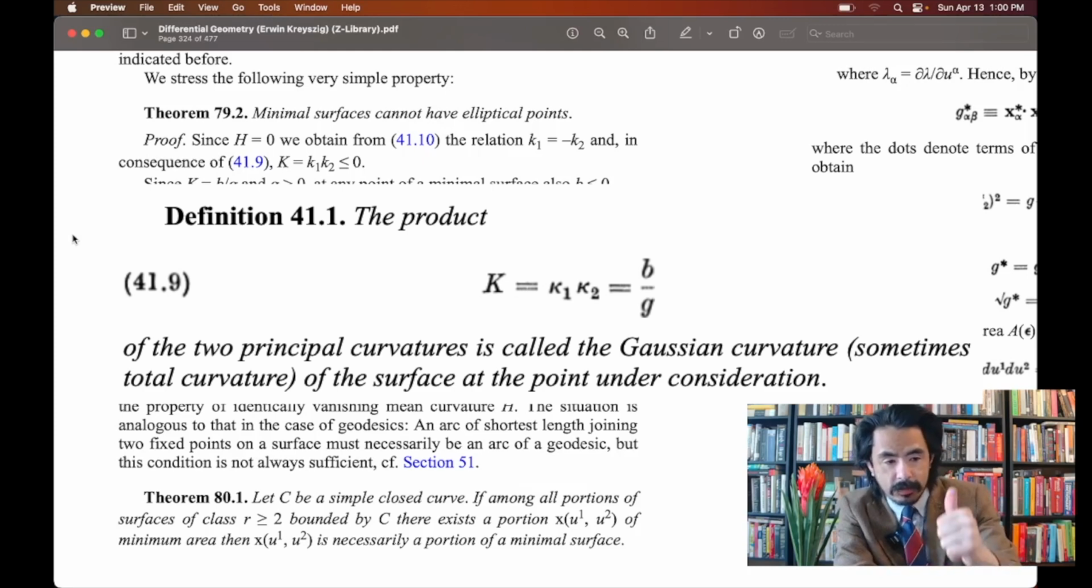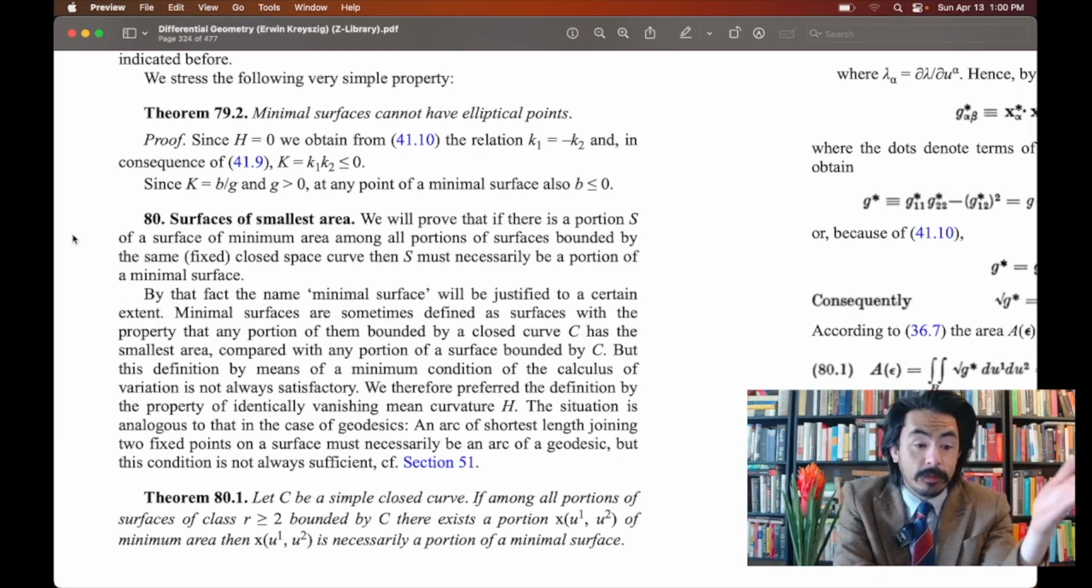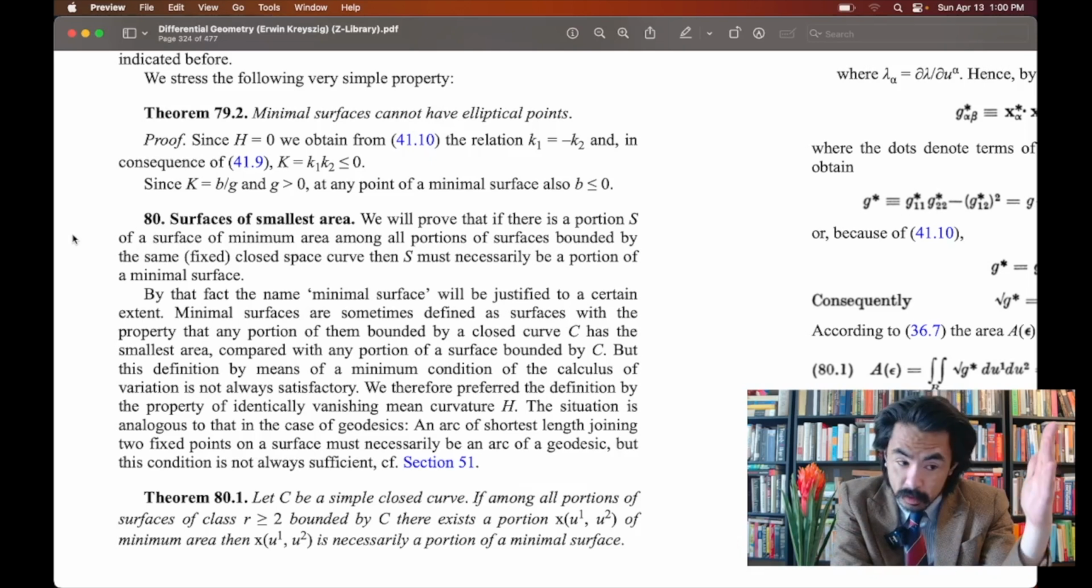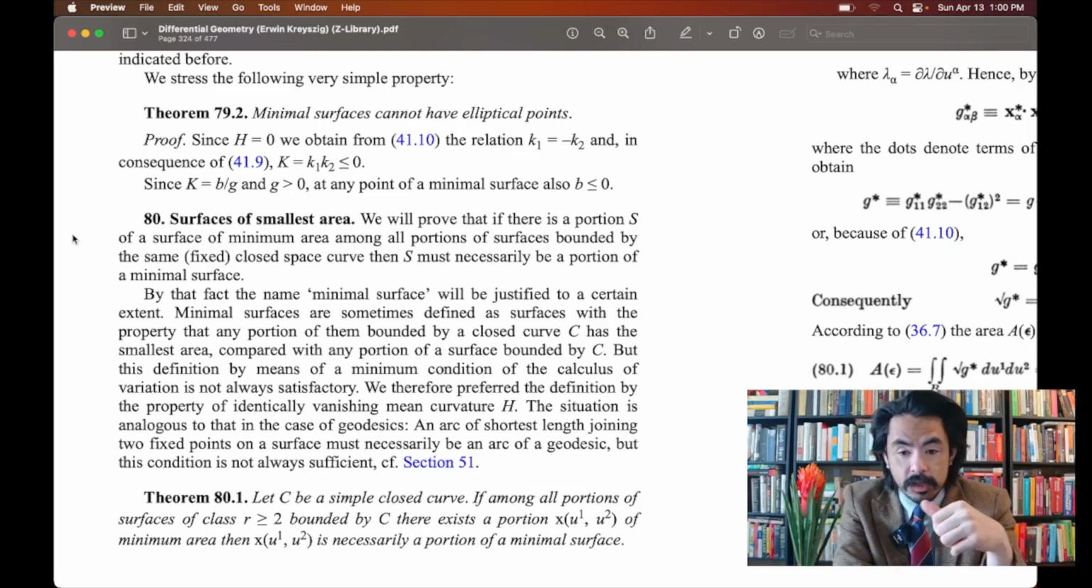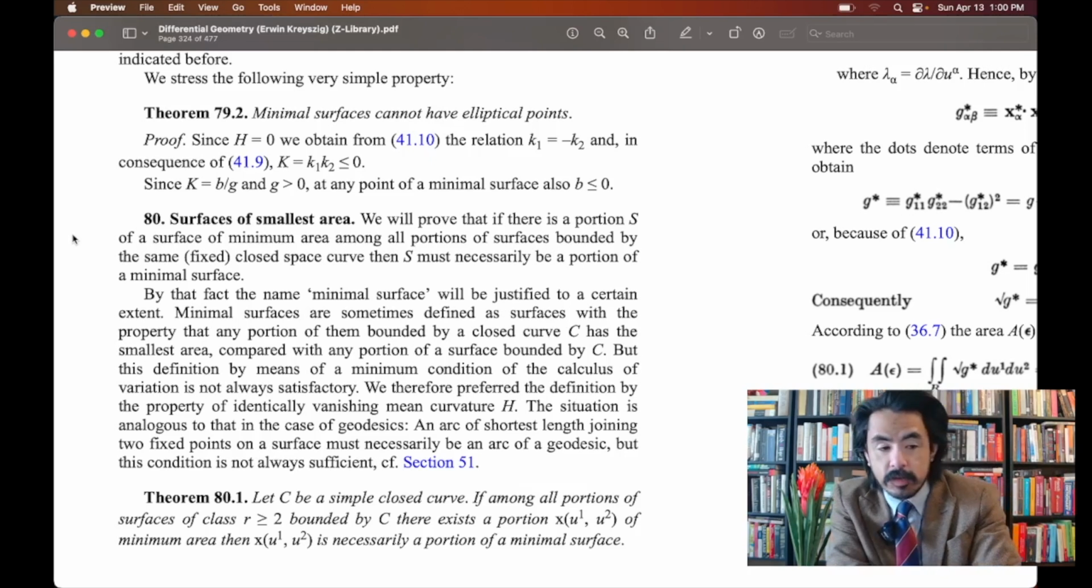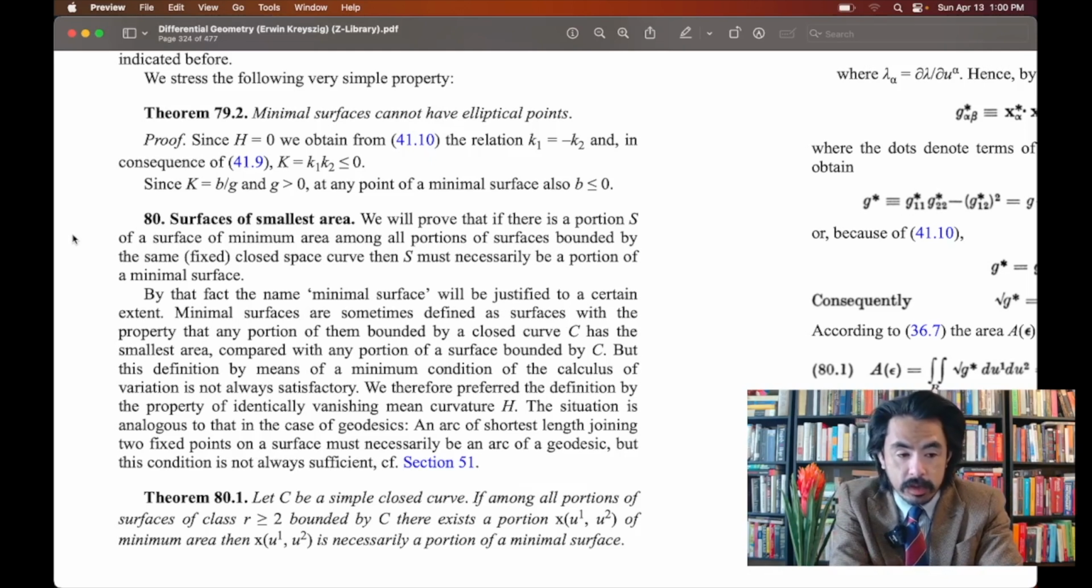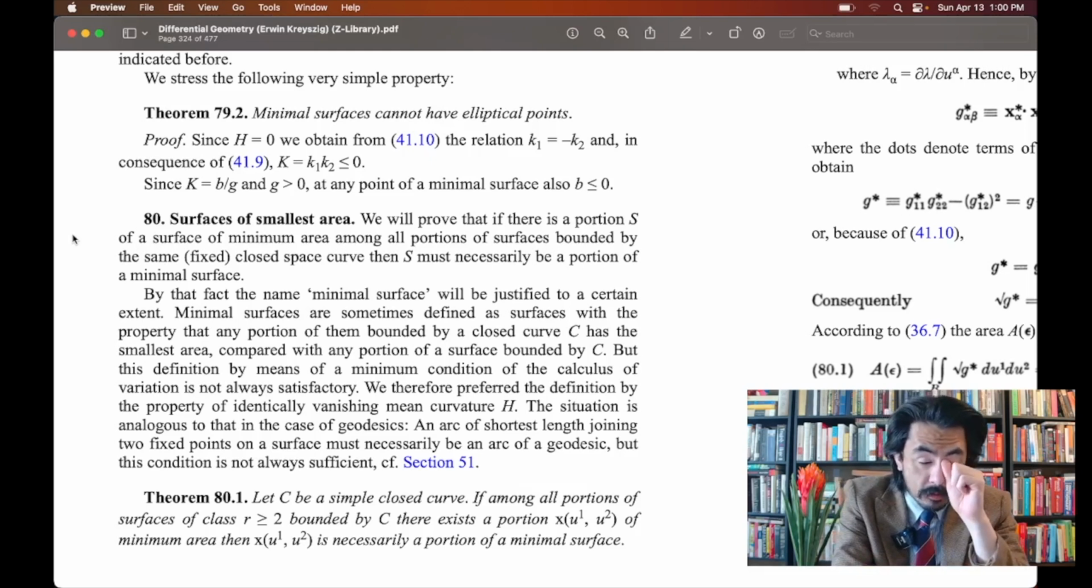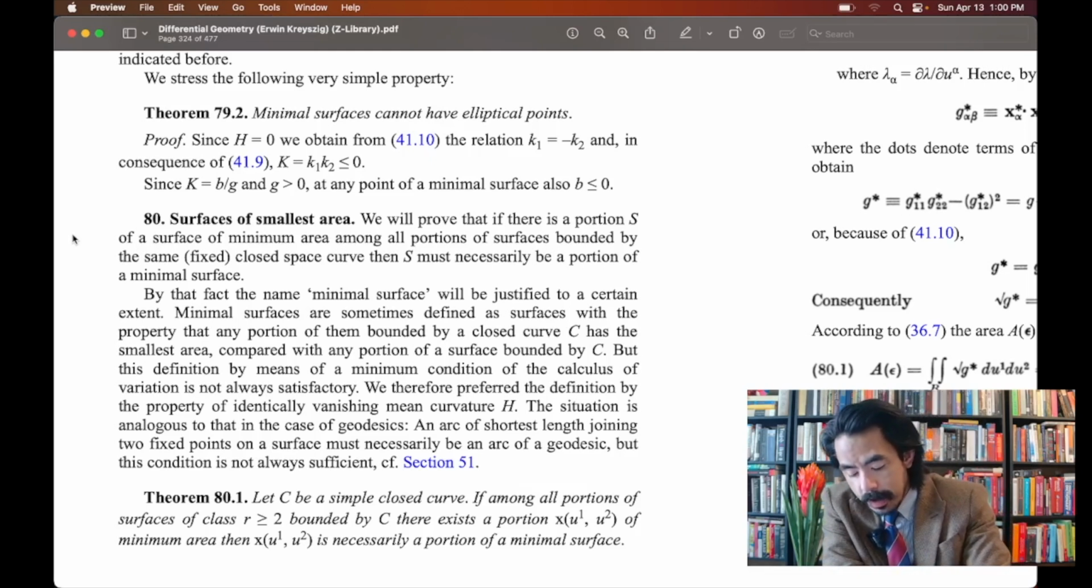So in consequence of that, Gaussian curvature capital K equals the product of the principal curvatures kappa 1, kappa 2, which then is less than or equal to 0, since capital K equals b over g, the discriminants of the second and first fundamental forms respectively, and the discriminant of the first fundamental form, g, is greater than 0. At any point of a minimal surface also, b is less than or equal to 0. Thus concludes the proof, and concludes section 79.